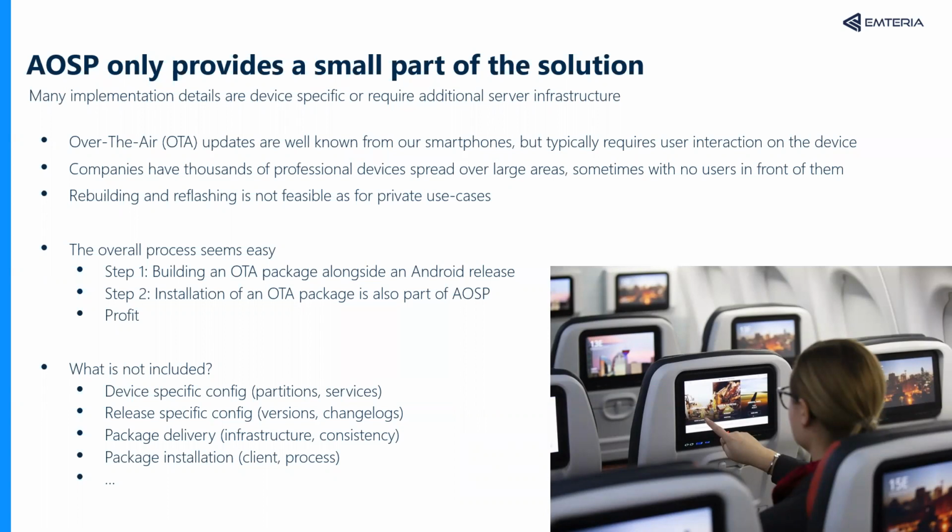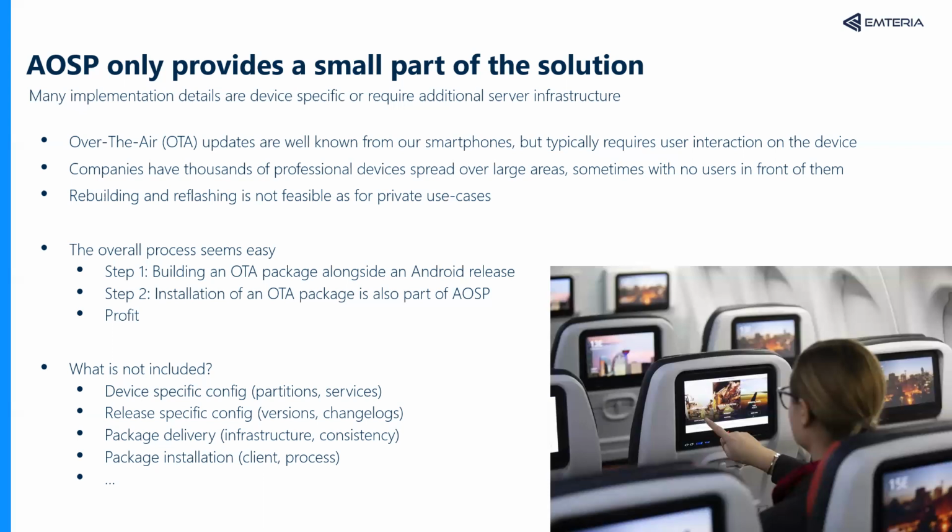And companies with 1,000 devices in the field obviously don't want to drive there and confirm and install updates. And rebuilding and pre-flashing may work for private use cases like a Raspberry Pi, where you just pull out an SD card and put it back again. But if you have thousands of devices in the field, it doesn't work well. And from a simple process perspective, in the first step you build the image, and then the second step you just install the image.